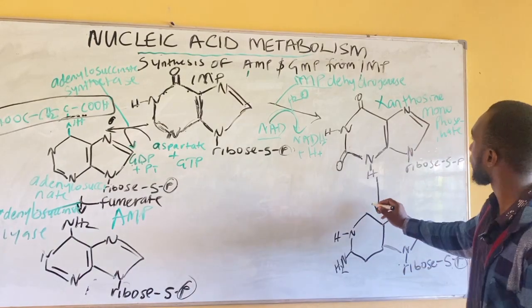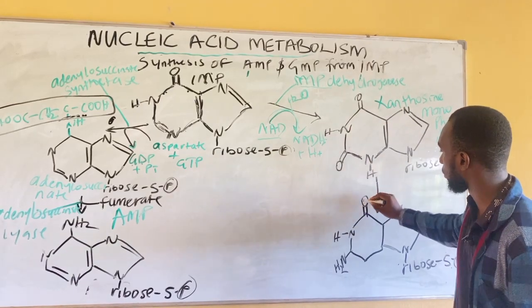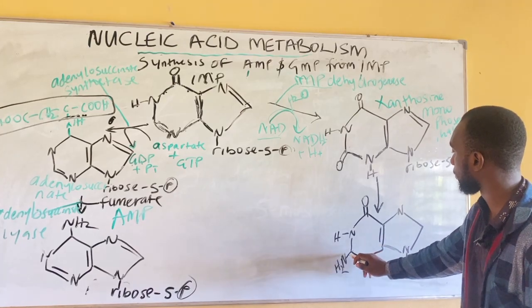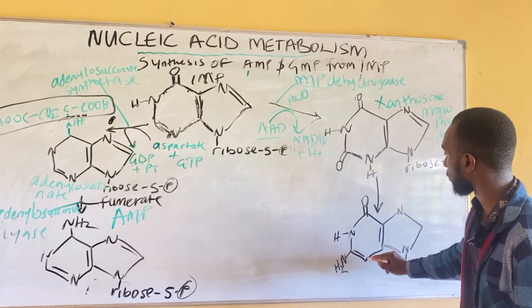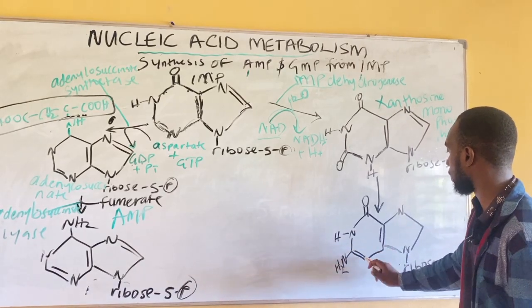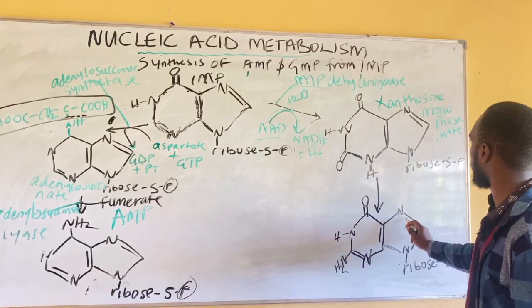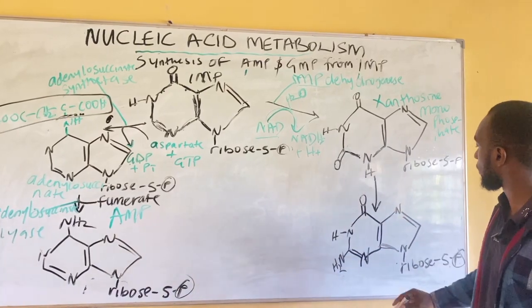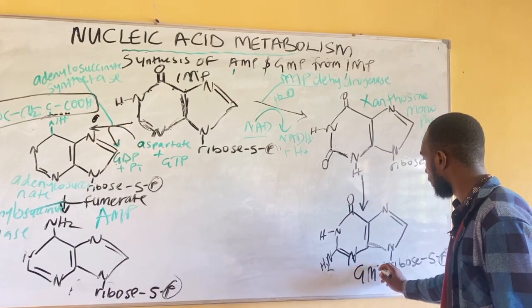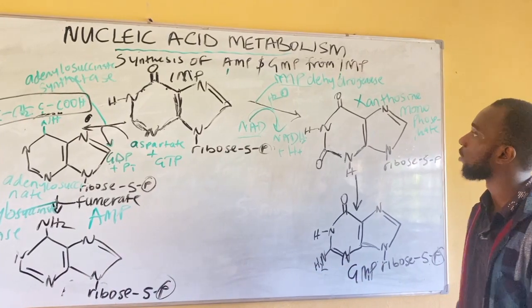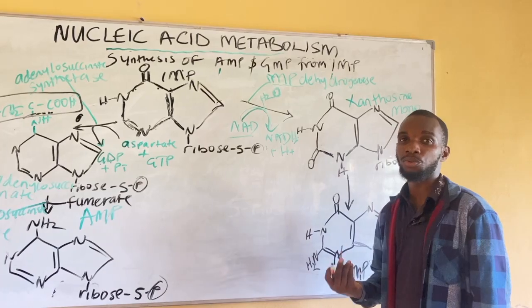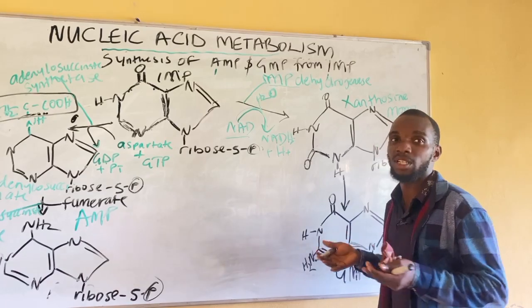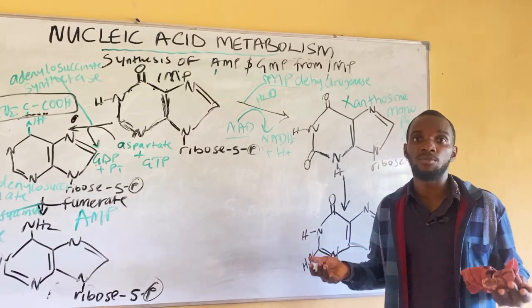Understand? So this oxygen is still there, and there's still a double bond here. There's no double bond here. This one will return, and remember there's a nitrogen here, and there's a double bond here, because two double bonds can't come together. So this right here is now GMP. GMP synthesis requires ATP. Remember when I told you that when there's excess ATP in the body, GMP synthesis is favored.